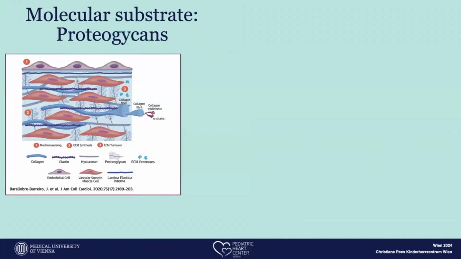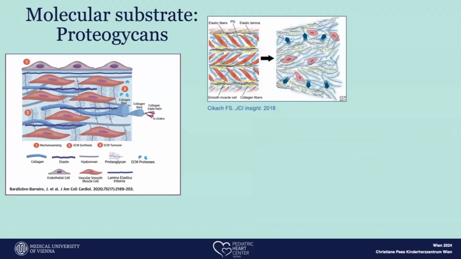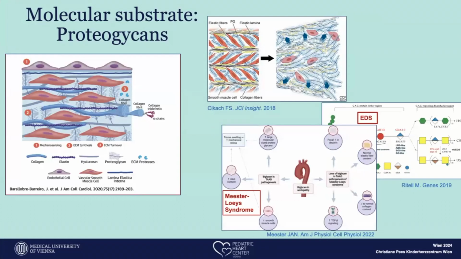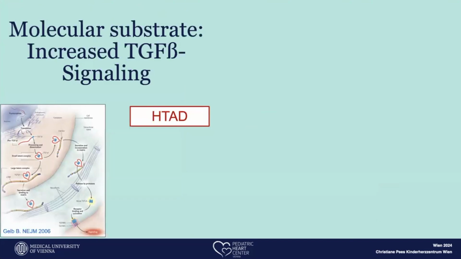Next part is the proteoglycans, which are the tiny bottle brushes here in between, giving the tissue its tensile and elastic context by producing swelling pressure. But if it's destroyed due to a genetic problem, due to a gene variant, we can have Ehlers-Danlos syndrome problems, or we can have the Meester-Loeys syndrome. As well, Turner syndrome is thought to be connected to biglycan problems.